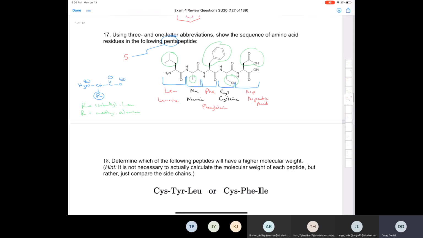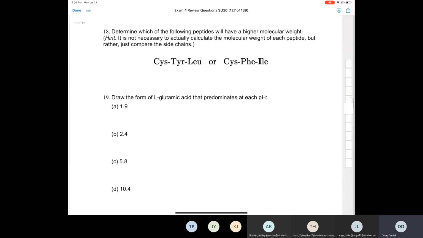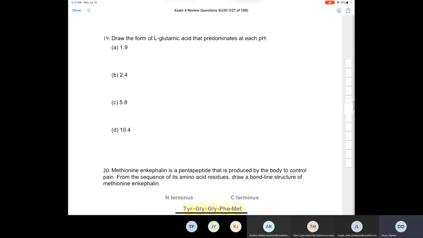Number 18. It says, determine which of the following peptides will have a higher molecular weight. I don't think I would ever ask this question in 100 years to any of you. I just kind of put it in here as a fun thing. You just have to compare the residues of the amino acid, or the R groups. Anyhow, maybe we'll skip that one for now. I might look at that one tonight.